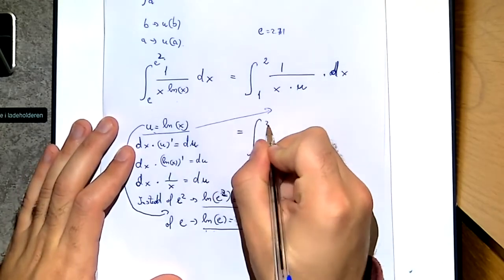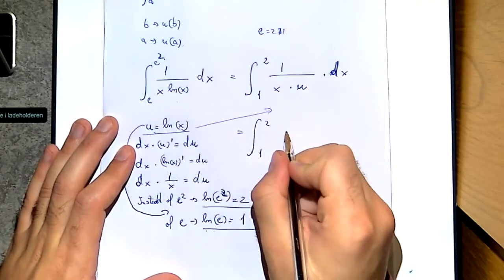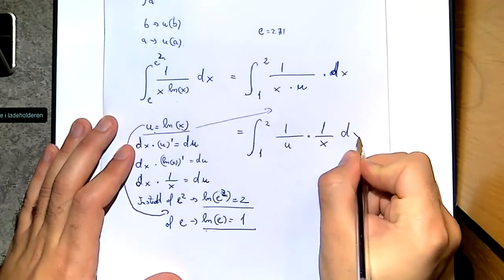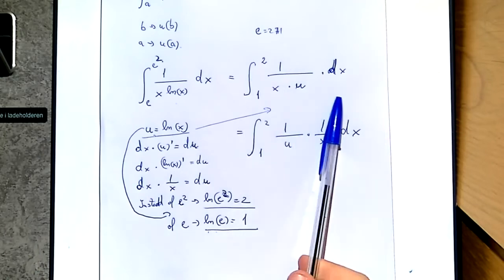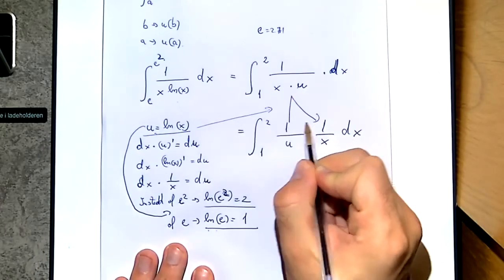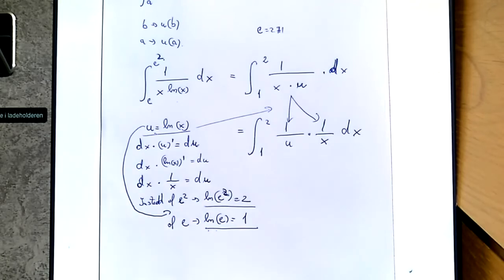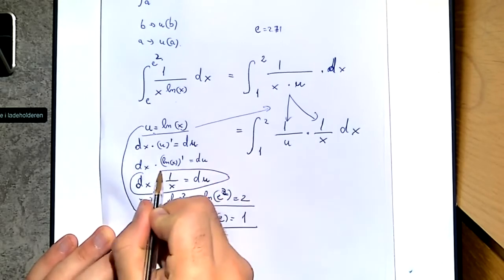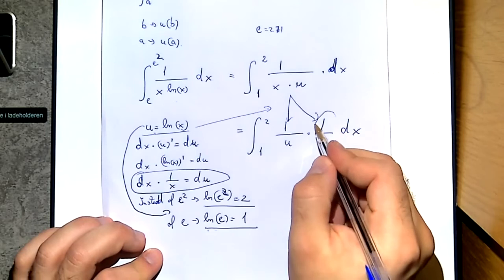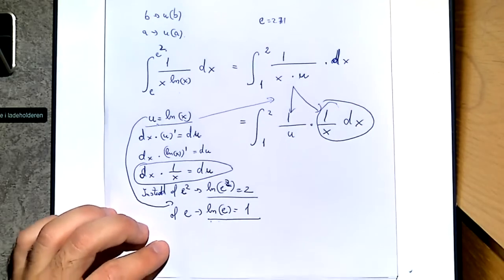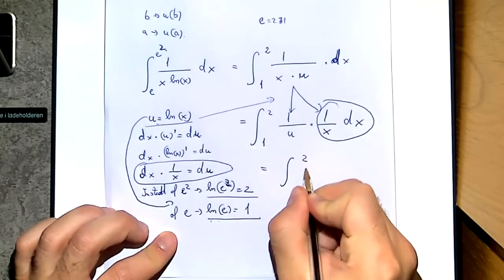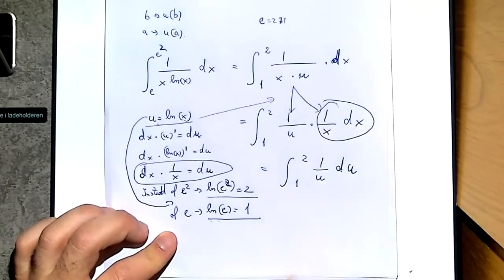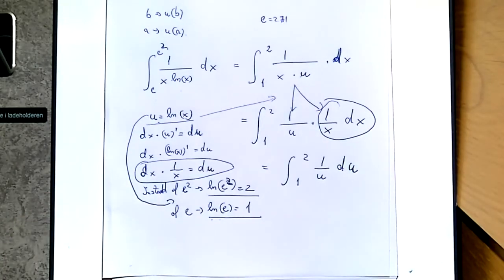But okay, now I have the integral from 1 to 2 of 1 over u multiplied by 1 over x dx. Just split this into 2. Why did I split it? Well, look here. Dx multiplied by 1 over x is equal to du. I have 1 over x multiplied by dx. This is just equal to the integral of 1 over u du. And this is now a good integral.